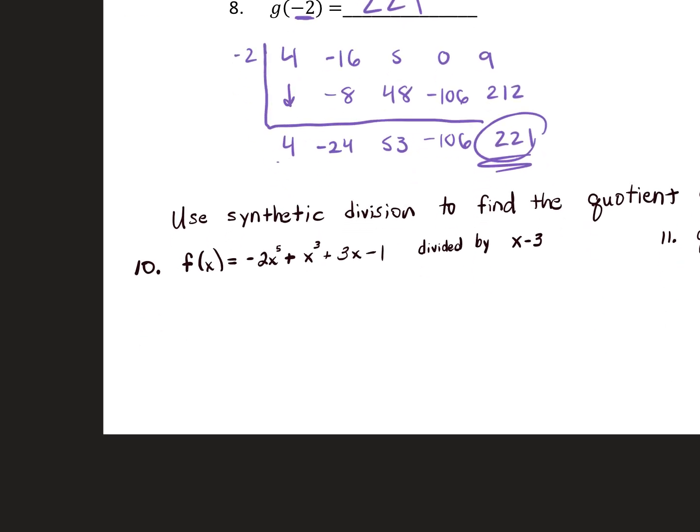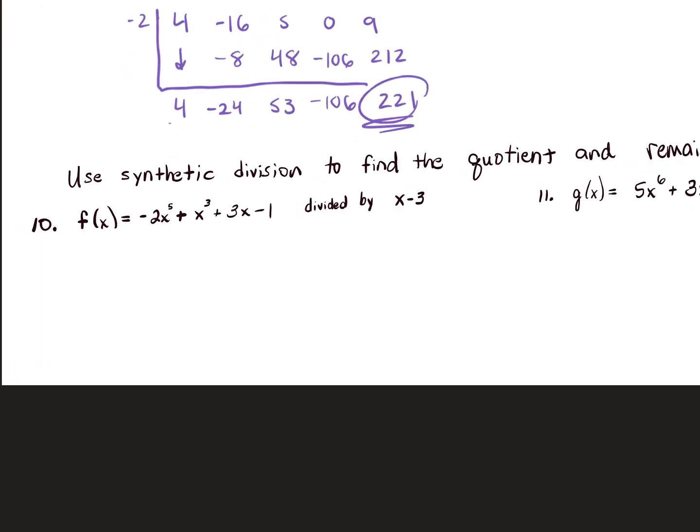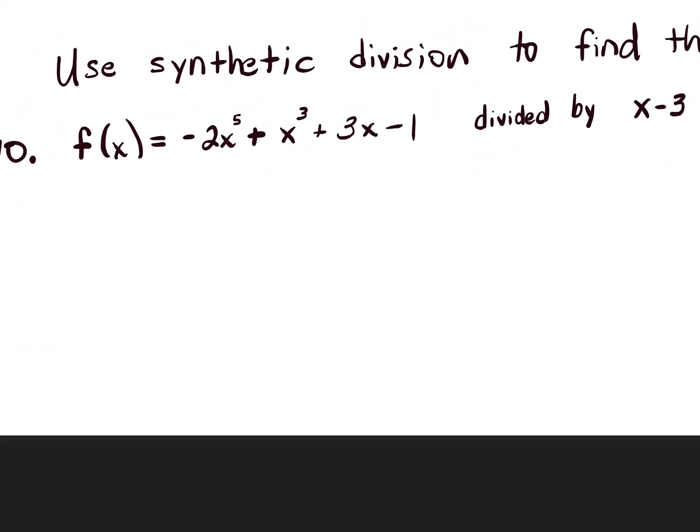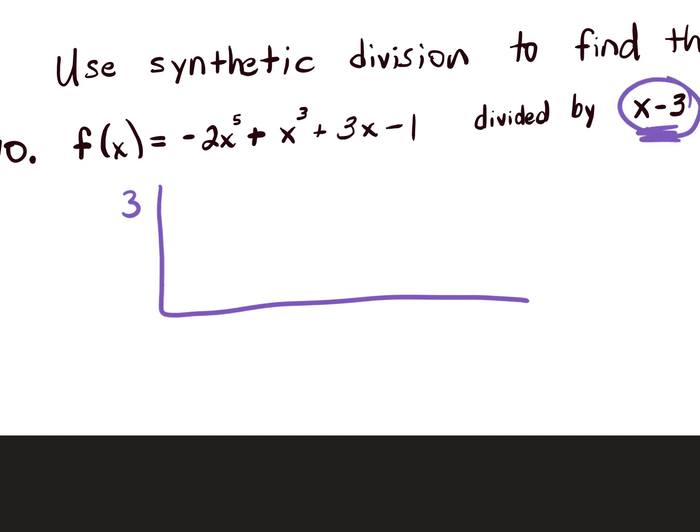All right, 10. We're going to use synthetic division to find the quotient and the remainder. So what's going to go on the outside of our box now? Positive 3. Remember, when it's x plus or x minus, we change the sign. So if it's x plus 3, it's x minus 3, right? So you just flip it. What's going to go inside the box?